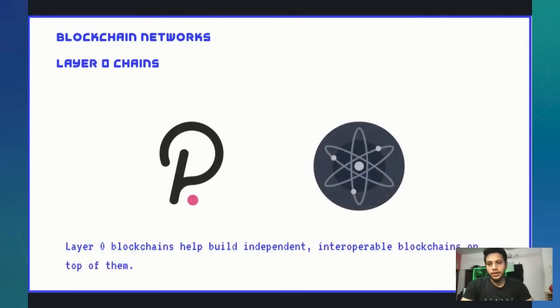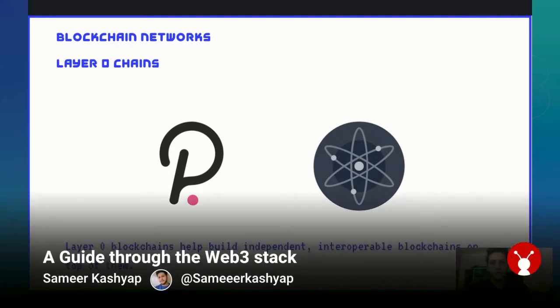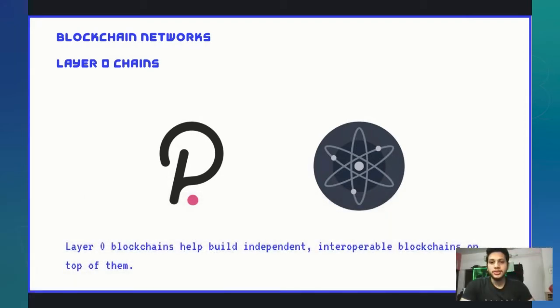Then there are also layer zero chains. So obviously the biggest problem with layer one or layer two chains is interoperability. That's why layer zero chains allow blockchain networks to be built on top of them using their SDKs. I think Cosmos is a very popular one, where Binance Smart Chain was built on top of it. And there's also Polkadot, which utilizes concepts such as parachains, where different blockchains can talk to each other. So these are definitely more revolutionizing the concept of interoperability and the multi-chain concept.